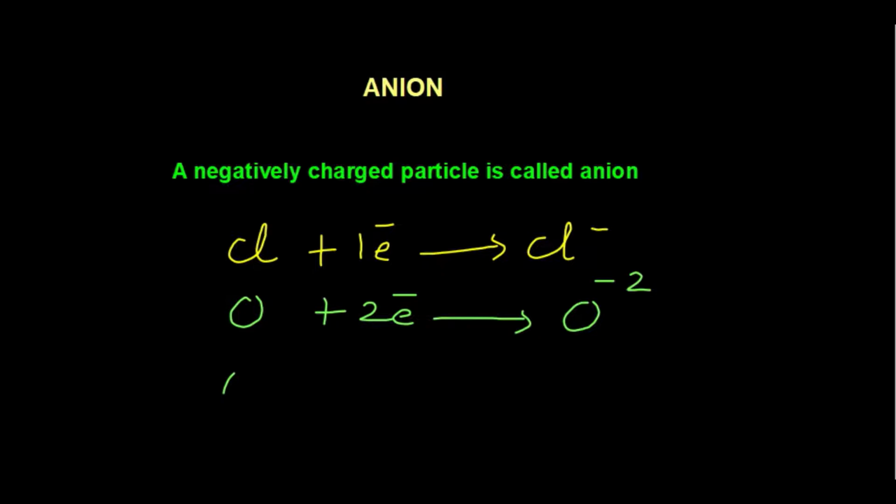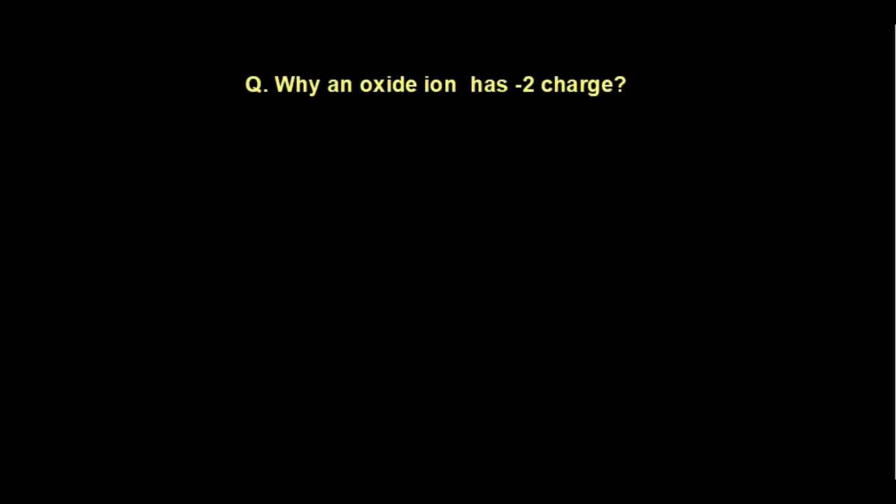Similarly, nitrogen gains 3 electrons in a chemical reaction. Since nitrogen gains 3 electrons, it will have -3 charge. We get nitrogen with -3 charge, which is known as the nitride ion. So these are the examples of anions. I hope these examples are clear to you.